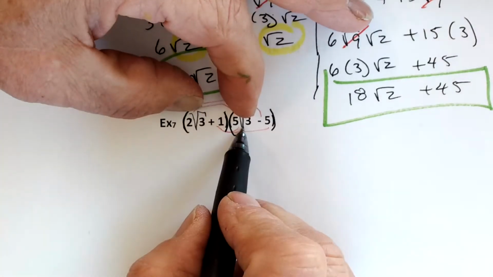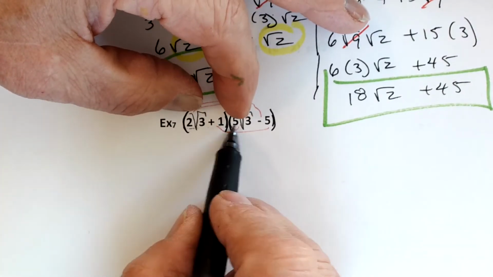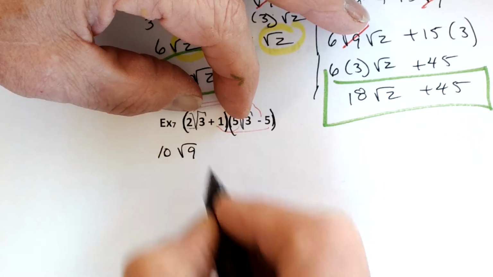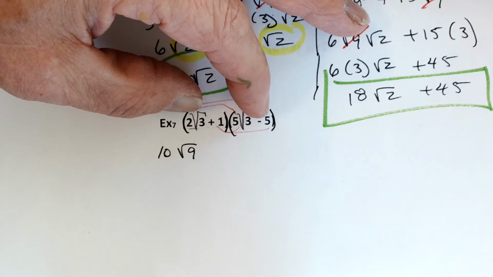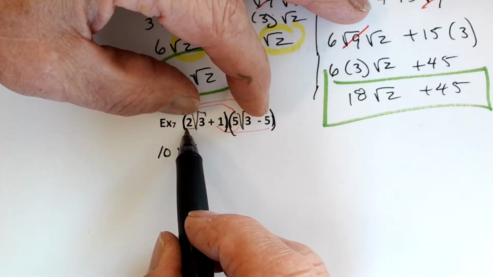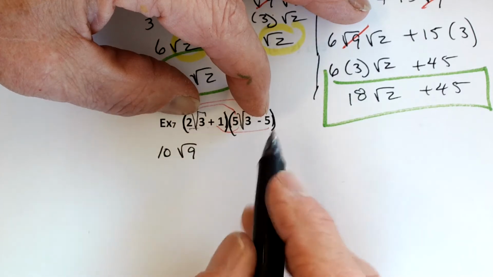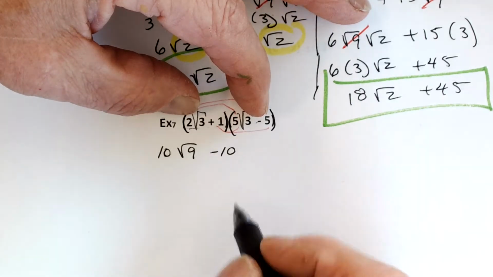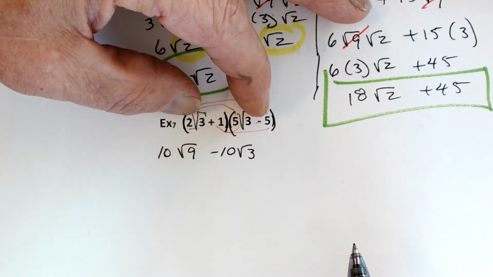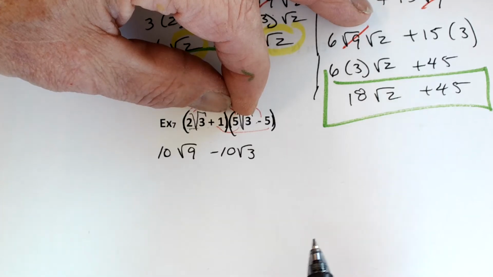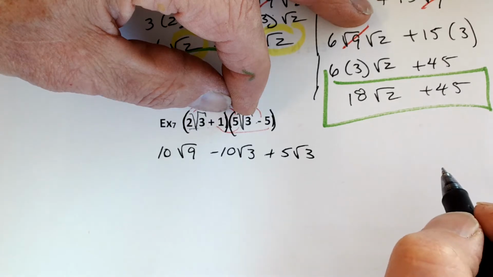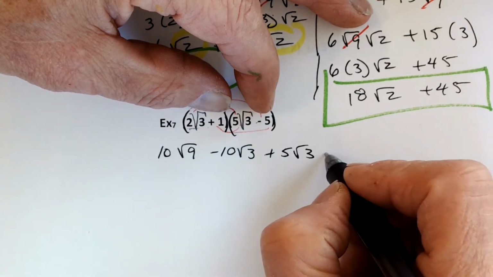2 square root of 3 times 5 square root of 3 is going to be a 10 square root of 9. Now watch this carefully. Whole numbers with whole numbers. 2 times the 5 is 10. Minus 10 because of the negative, and then square root of 3. So you multiply the whole numbers. And the same thing here. 1 times 5 is 5 square root of 3. And then finally, 1 times negative 5 is negative 5. Okay?